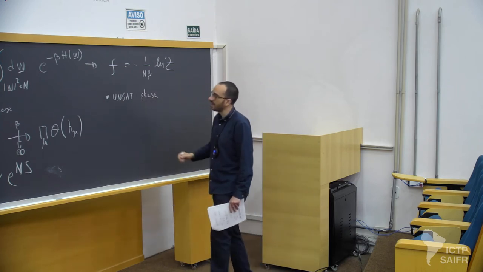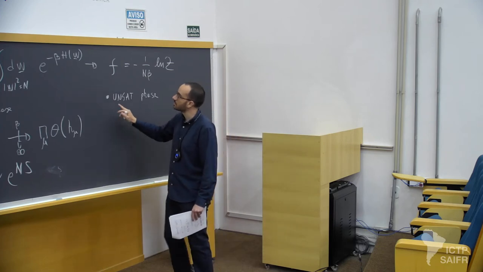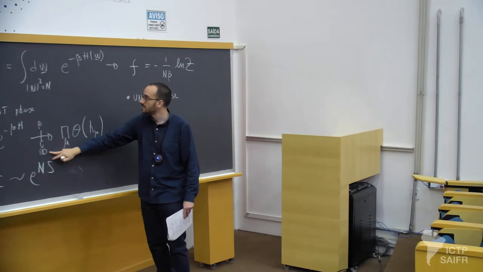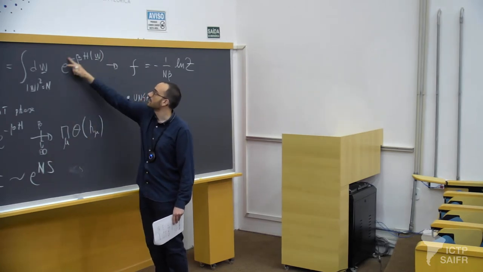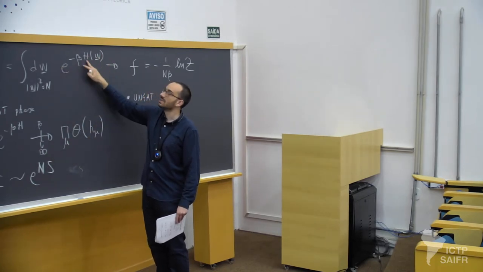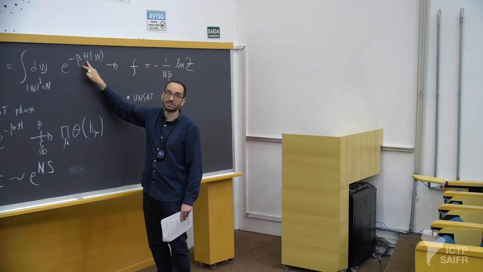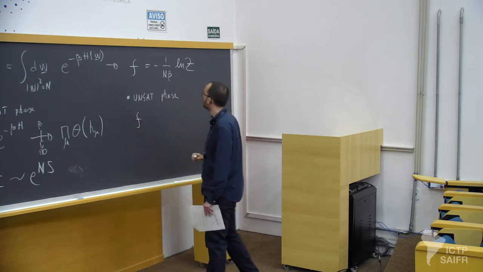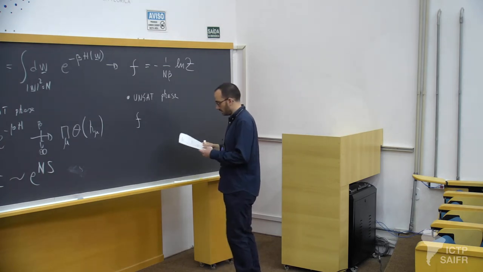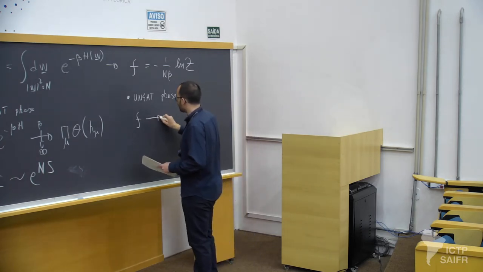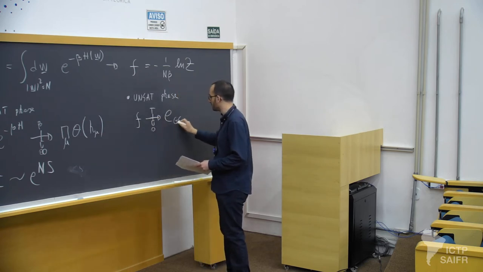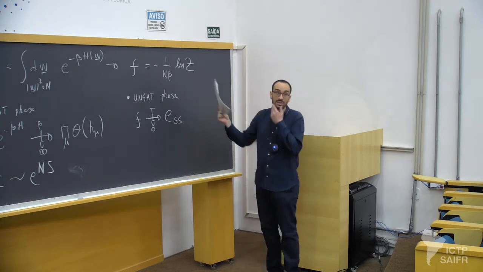So in the unsat phase, if I take the limit beta going to infinity, I will have a measure that is dominated by just the ground state of this H. So if I look at F, this will just converge, when the temperature goes to zero, to the intensive energy of the ground state of the cost function. Yes?